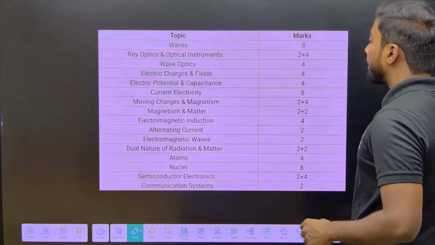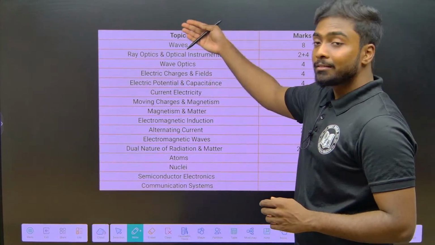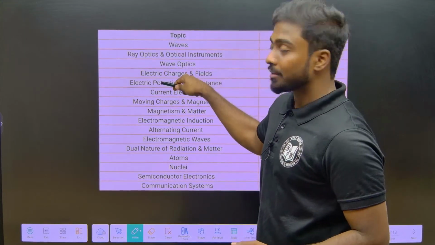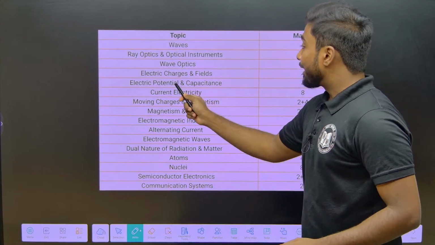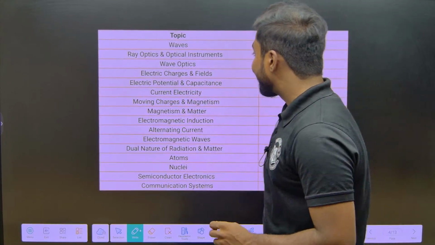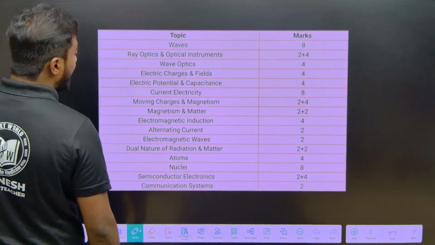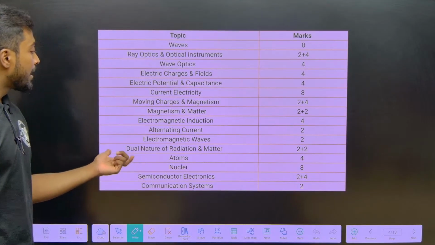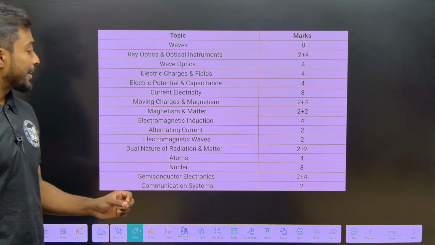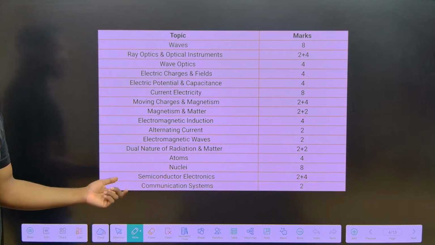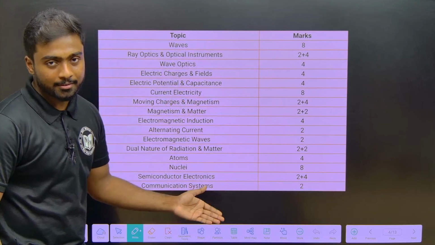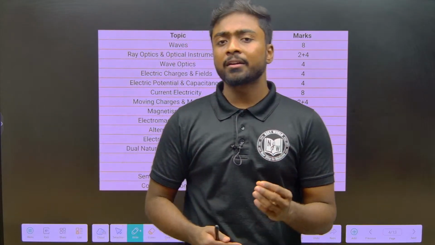So when we come to the chapters: 12th chapter, waves, ray optics and optical instruments, wave optics (waves is separate, wave optics is separate), electric charges and fields, electric potential and capacitance, current electricity, moving charges and magnetism, magnetism and matter, electromagnetic induction, alternating current, electromagnetic waves, dual nature of radiation and matter, atoms, nuclei, semiconductor and communication system. These are the chapters, guys, and in each chapter the number of questions will be different.